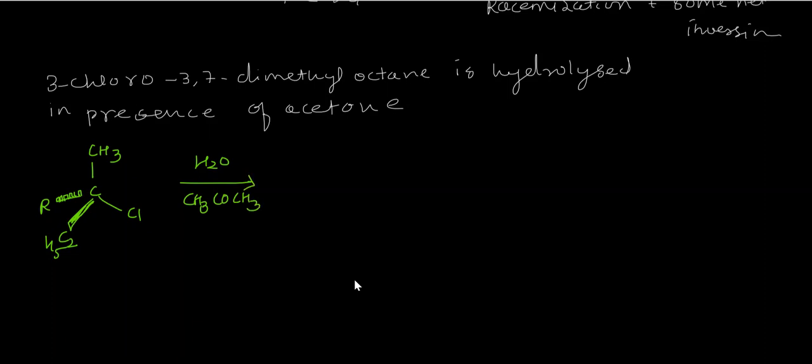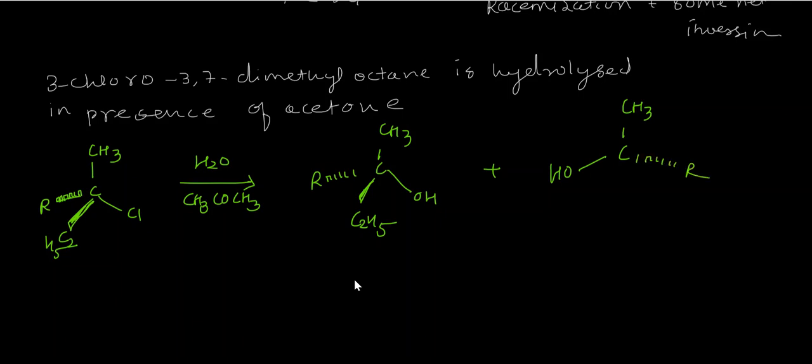Now the products are CH3, this is OH, this is C2H5, plus this is OH, CH3. Now here it is, this is R and this is C2H5. Okay.